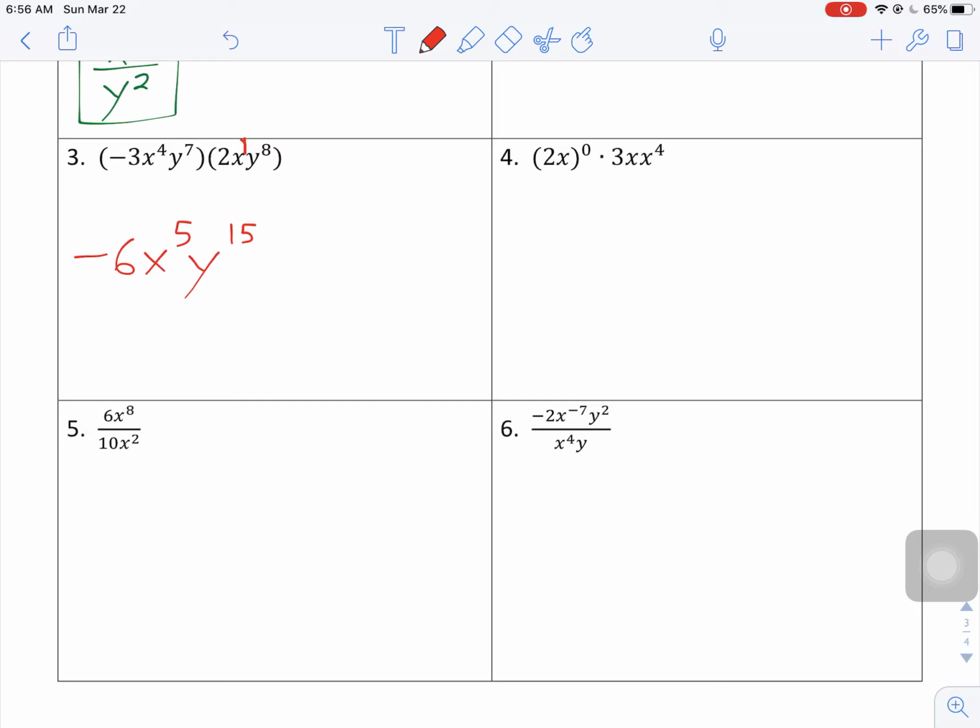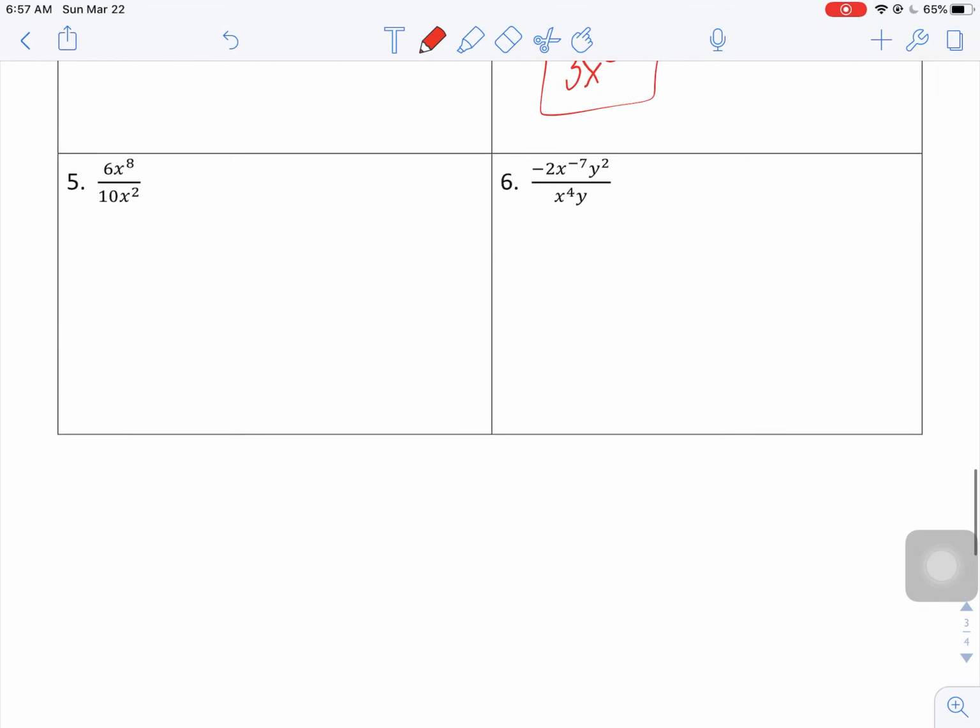And then on number 4, anything to the 0 power is 1. In the back, that x has an invisible 1 as its exponent. So I'm multiplying like bases. 1 plus 4 is 5. And then 1 times 3 is 3. So 3x to the 5th.